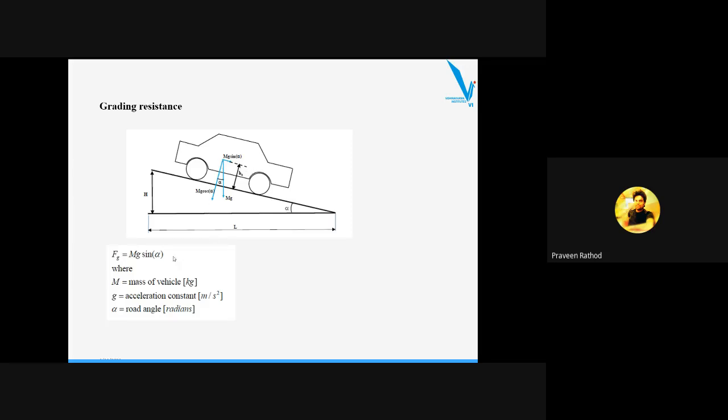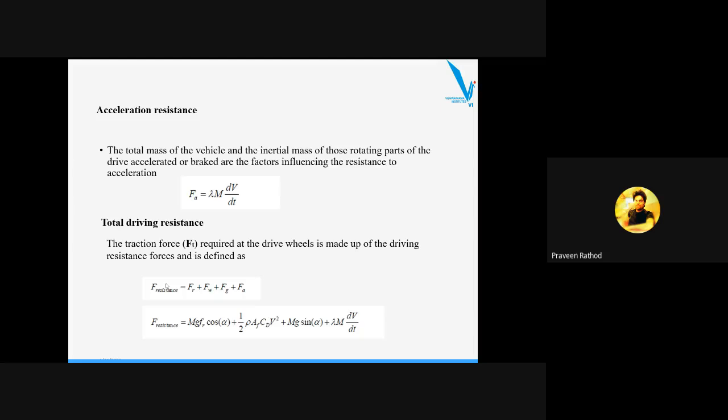The force acting in the downward direction can be written as mg sine alpha, where m is the mass of the vehicle, g is the acceleration constant, and alpha is the angle. So acceleration resistance, this is also the same thing. The total mass of the vehicle and the inertial mass of those rotating parts of the drive accelerated or braked are a function of, influencing the resistance to the acceleration.